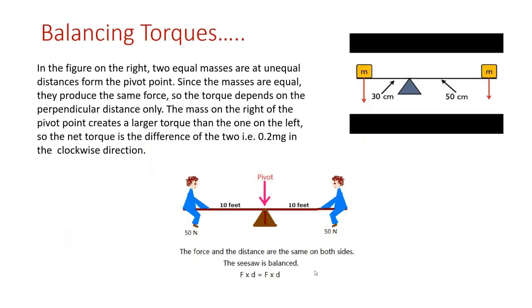So now you know what torque is and how you calculate it. Let's see how you balance them if you have more than one torque acting in a system. As you can see on the figure on your right, you have two equal masses, but they are at unequal distances from the pivot point.